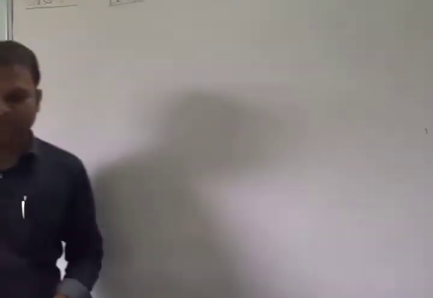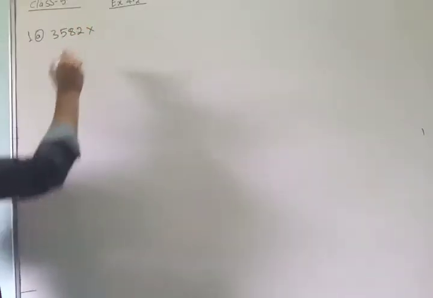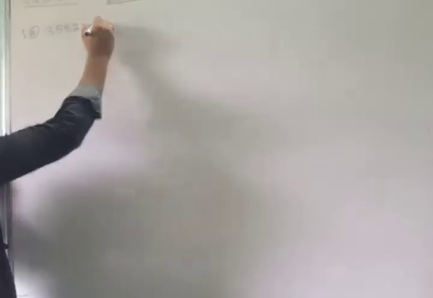Hello students, today we will start exercise 4.2. Come on, first question. Our first question is: round off the digit nearer to 10 and multiply it. 3582 multiplied by 27.